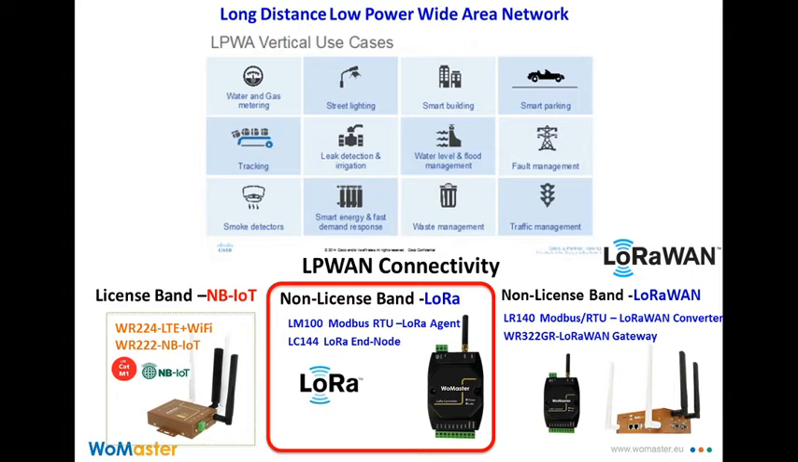WoMaster provides LPWAN connectivity with different models, such as the WR222. It can support the licensed band for NB-IoT with a SIM card. However, some customers don't prefer SIM card communication from the operators. Then you can consider the non-licensed band LoRa and LoRaWAN.